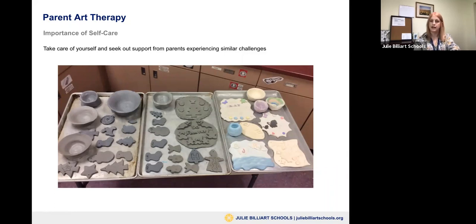And that's really all they need. They just need to know that everything's going to be okay, whether you feel like that or not. Sometimes we don't feel like that, but did you want to add anything, Holly, about parent support?